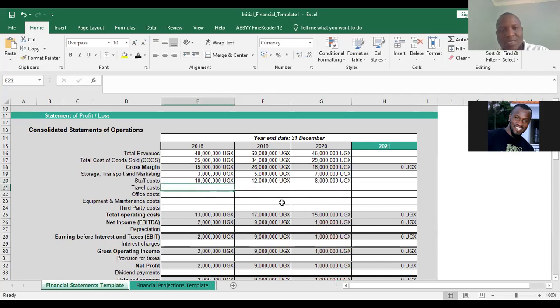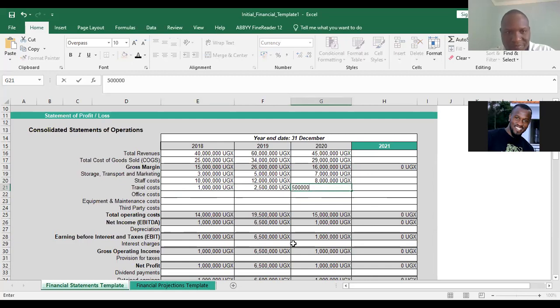Traveling costs, I'll say, okay, there's a bit of movement. So I'll say maybe in year one, I spent 1 million. In year two, I spent about 2.5 million. And year three, because there was lockdown, maybe I spent 500,000.